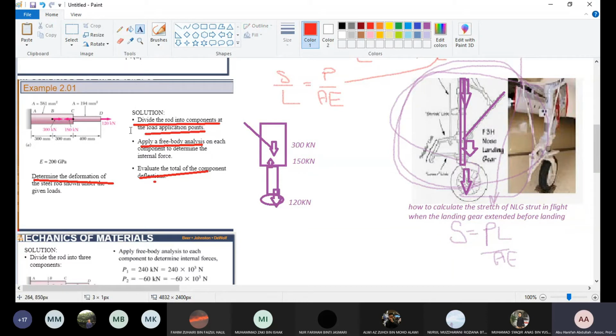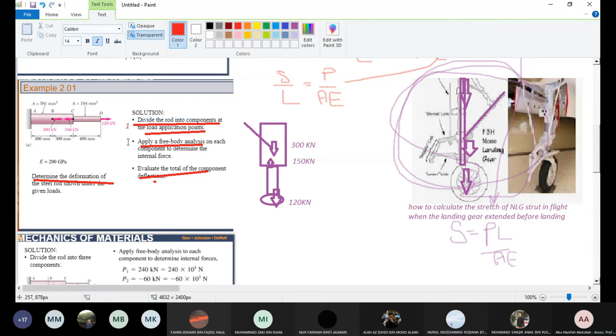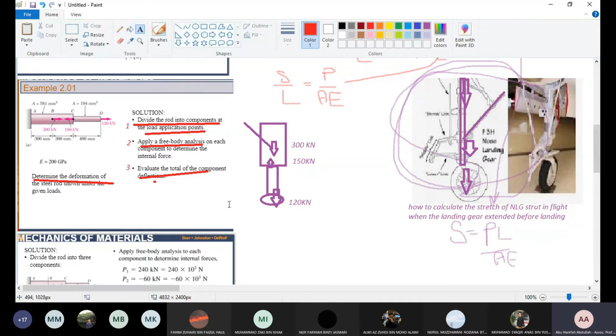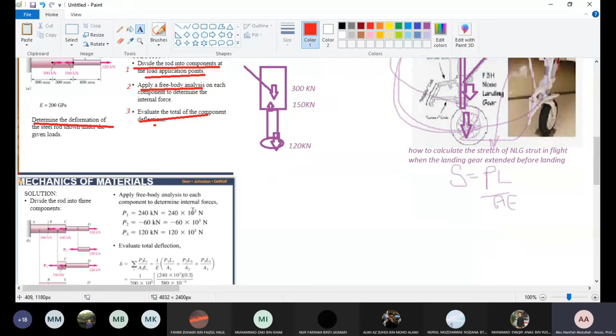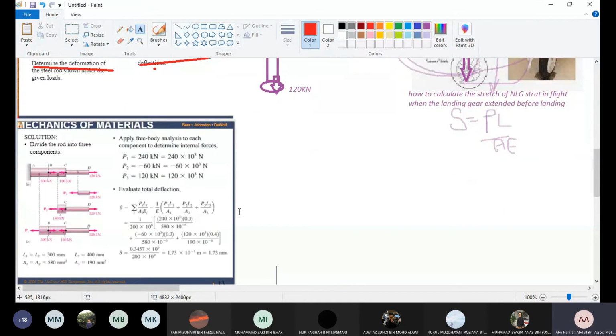So 3 steps. Divide the rod into components, apply free body diagram, then evaluate the total. So here, what do we do? We make a section and we make a free body diagram. Okay. First section, we have the whole diagram.